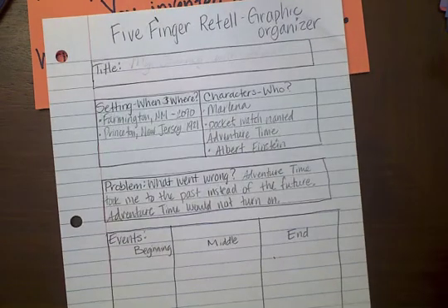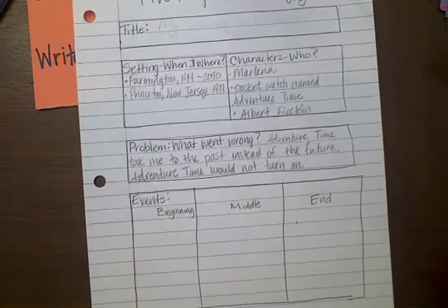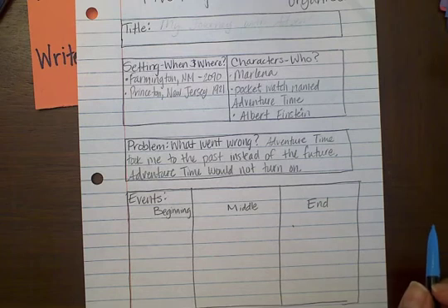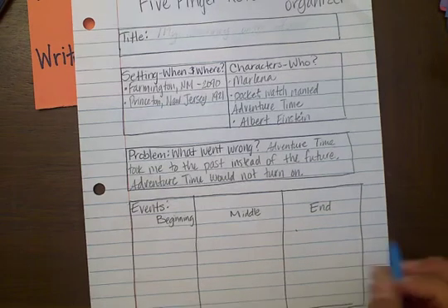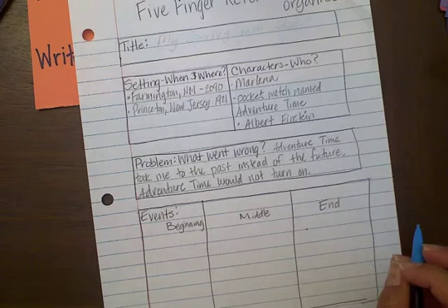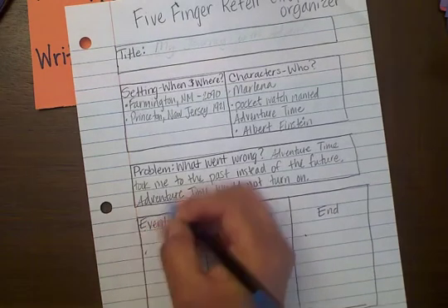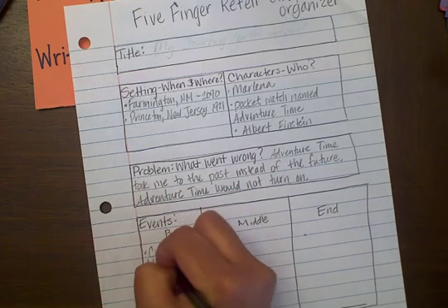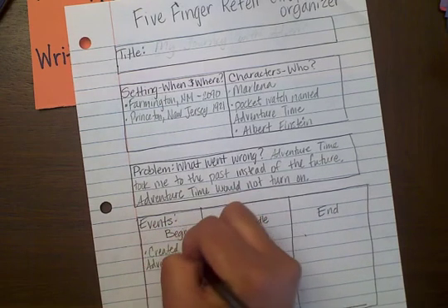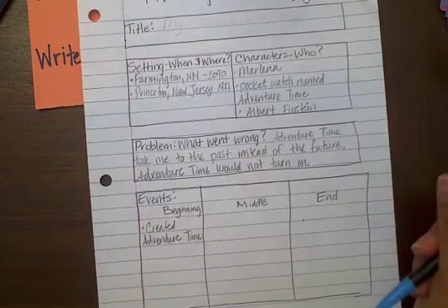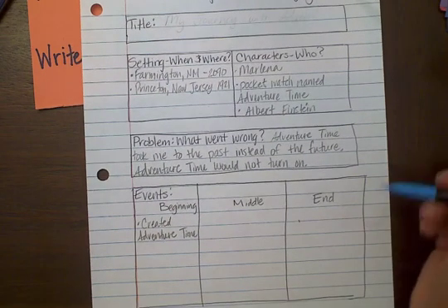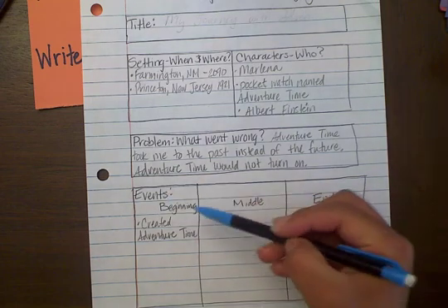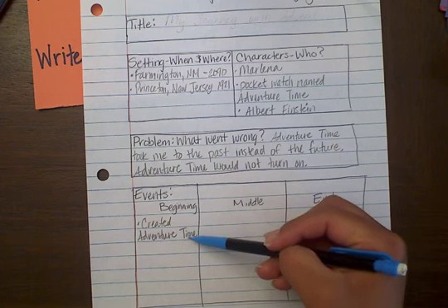Okay. So now here are the events: beginning, middle, and end. I want to talk about the beginning. I want to describe Pocket Watch. So here I'm just going to jot down "created Adventure Time," because when it comes to writing, I'll elaborate on what Adventure Time looks like. But here I'm just jotting down ideas of what I could say in the beginning of my paragraph. So I'm going to say created Adventure Time.